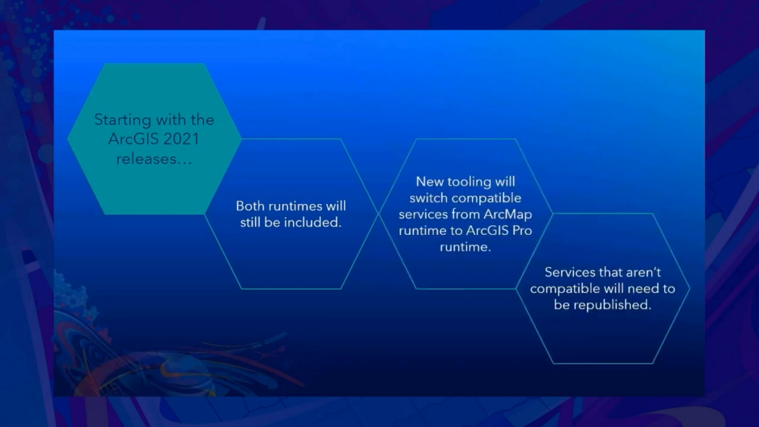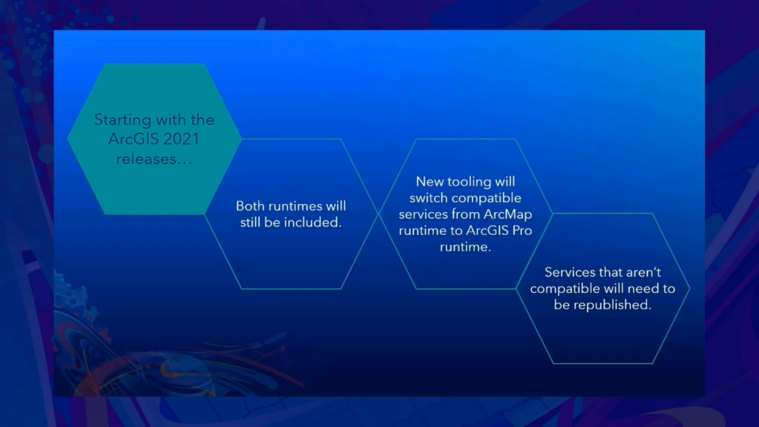What's going to be new here is that there's going to be tooling included of ArcGIS Enterprise. This tooling will switch compatible services from that ArcMap-based runtime to the ArcGIS Pro-based runtime. You'll be able to switch those compatible services individually through ArcGIS Server Manager. ArcGIS Server will also include a utility that can provide an inventory of your services and let folks know which runtime is being used. Is it ArcMap or ArcGIS Pro?